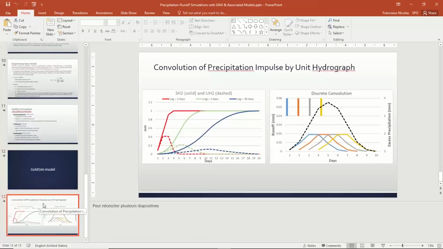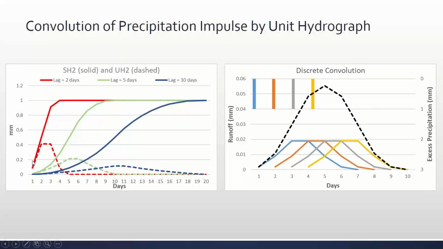Quickly over unit hydrograph. In the GR4J model, you first define the S-curve equation, and then you have a bunch of S-curves with a lag of 2, 5, and 10 days. From these S-curve hydrographs, you derive your unit hydrograph, which is in dash line. Then you use a discrete convolution, where each rainfall impulse is routed to its own unit hydrograph, and by doing that summation, you get your net hydrograph.